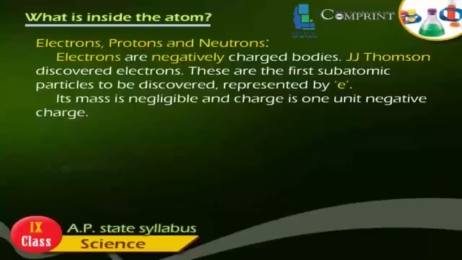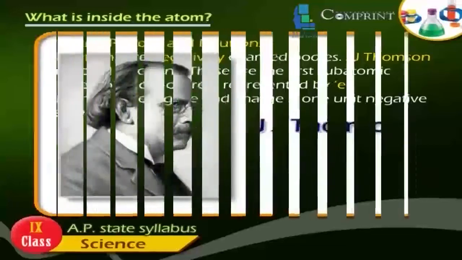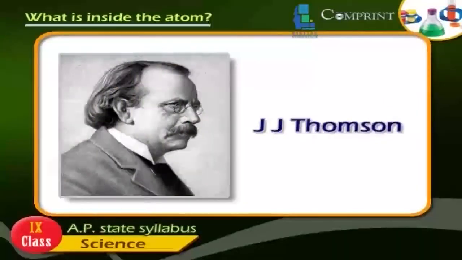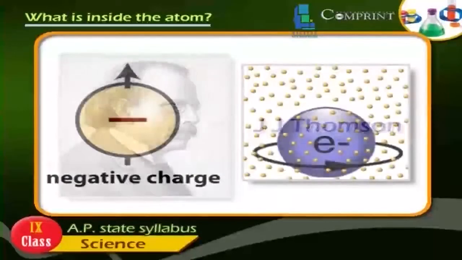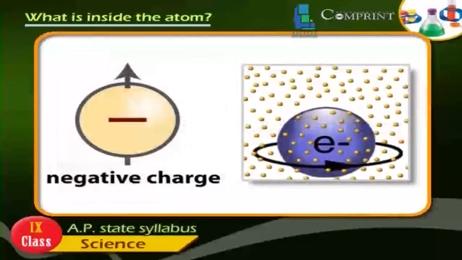Electrons, protons and neutrons. Electrons are negatively charged bodies. J.J. Thomson discovered electrons. These are the first subatomic particles to be discovered, represented by e. Its mass is negligible and its charge is negative.